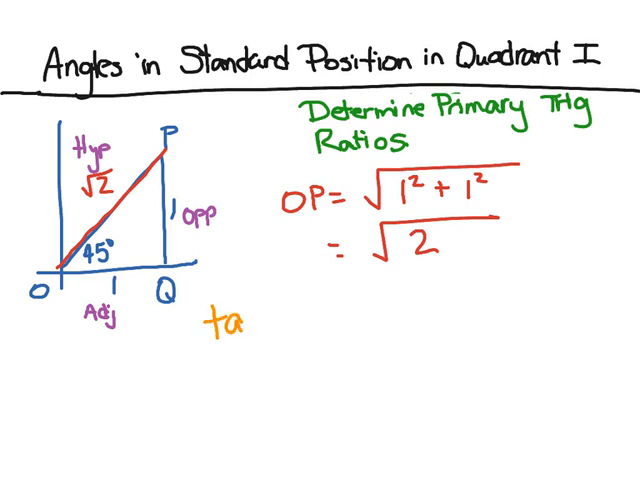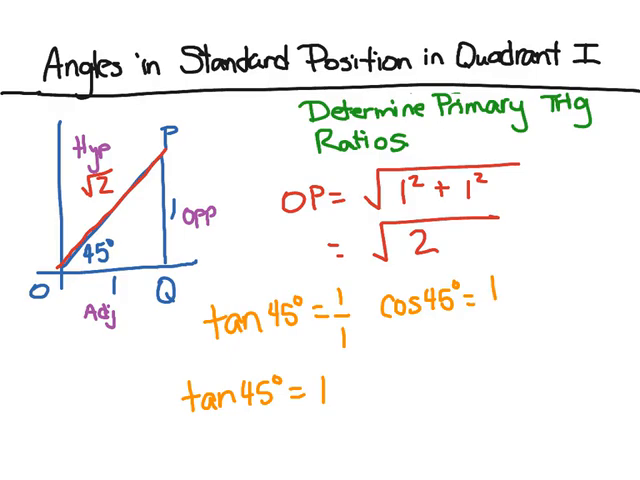So tan of 45 degrees is equal to opposite over adjacent, which is 1 over 1. So tan of 45 degrees is equal to 1. Cos of 45 degrees is equal to adjacent, 1, over hypotenuse, which is root 2. And sin of 45 degrees is equal to 1 over root 2. These are really important to remember and how to find them.